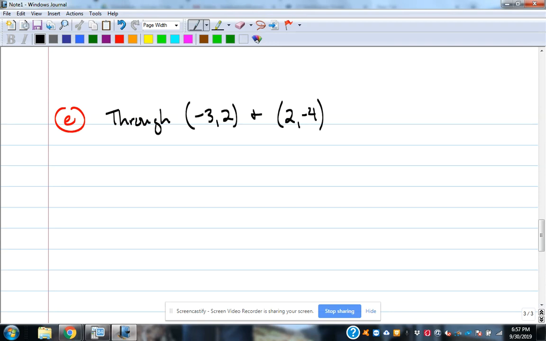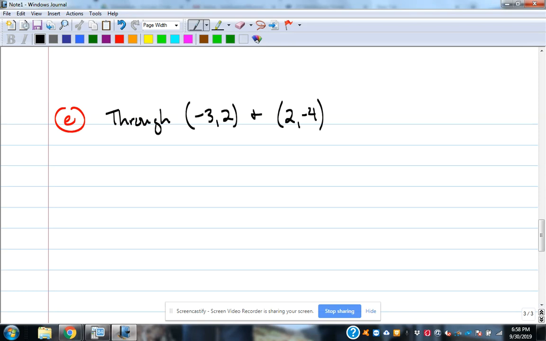Okay, I'm going to write the equation in slope-intercept form that does this. Are either of those points on the y-axis? No. If they were, the x value would be a 0, and neither of those are. So I don't get a shortcut on this one. I just got to go straight through the whole way.